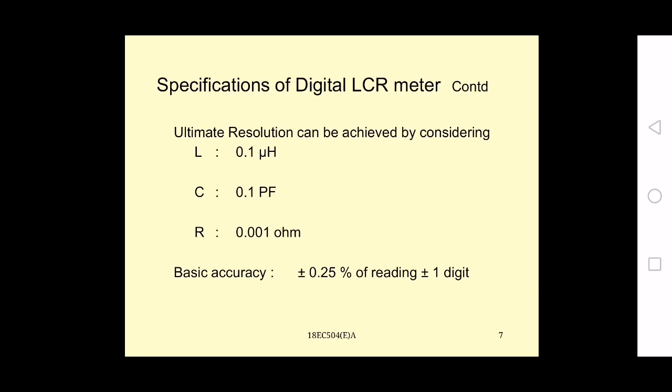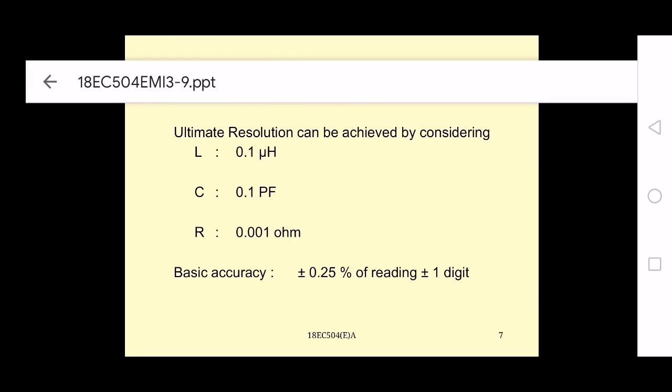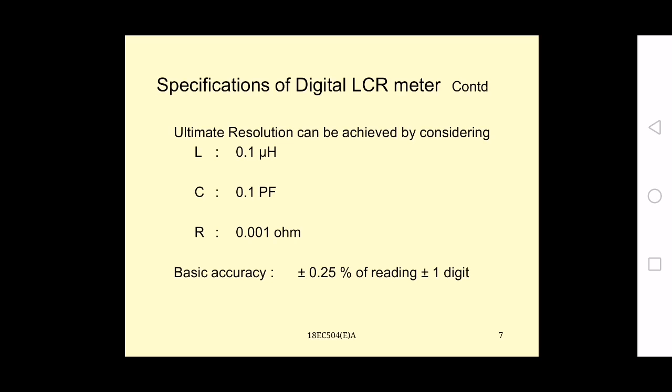So you can note down these values. That is, ultimate resolution can be achieved by considering L equal to 0.1 microhenries, C equal to 0.1 picofarads, R equal to 0.001 ohms, and the basic accuracy of the meter is plus or minus 0.25% of the reading plus or minus one digit. You just make a note of these values.